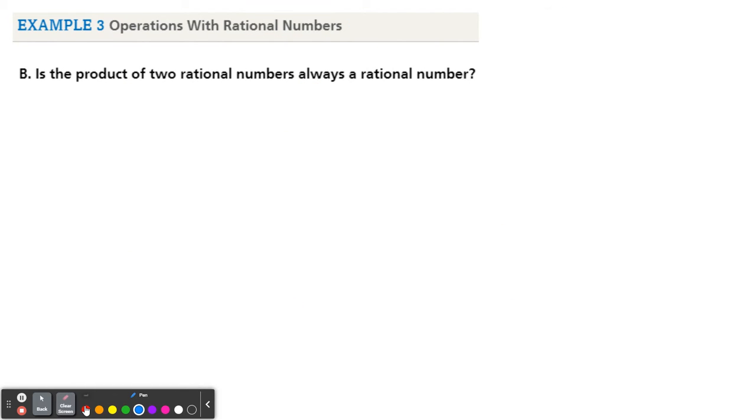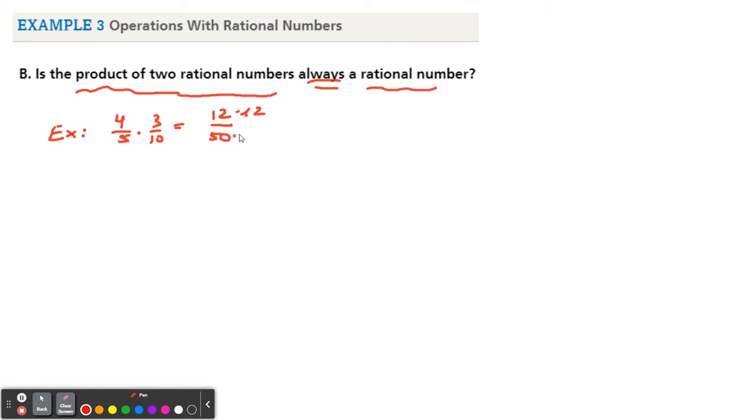Okay. Here we go. B, is the product of two rational numbers always a rational number? Let's do this example again using our two numbers. So 4/5 times 3/10. If nothing else, this is a great review of how you do fractions. To multiply fractions, you just multiply straight across. 4 times 3 is 12. 5 times 10 is 50. This will simplify if you divide the top and bottom by 2, and you'll get 6 over 25. Notice that these two rational numbers, when you multiply them, gave you another rational number. So it works.